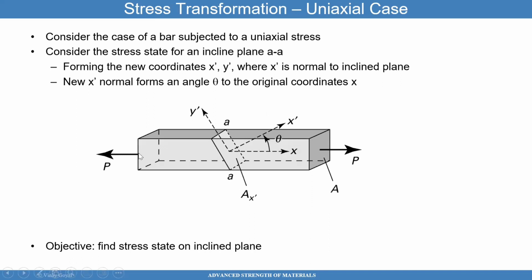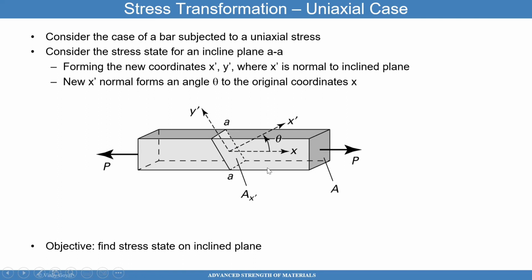So say I have a bar and I apply a load to that bar that's uniaxial. And I want to figure out what the stress state is on an inclined plane AA. So that's what I'm interested in. What is the stress state there? So what I could do is to form a new coordinate system, x prime and y prime, where x prime is the normal to this inclined plane, while y prime is the one tangential to the plane.